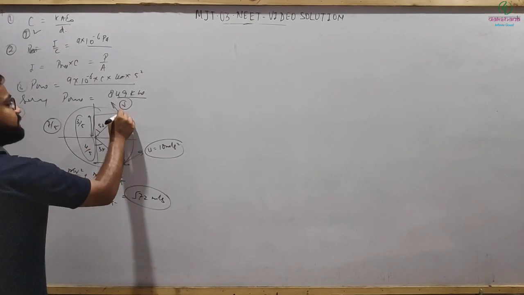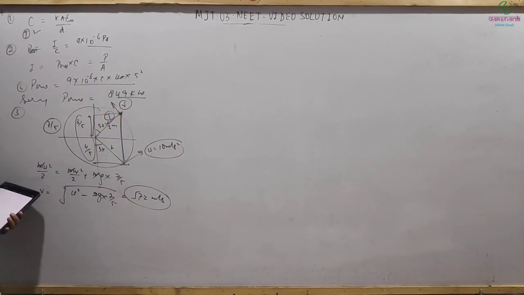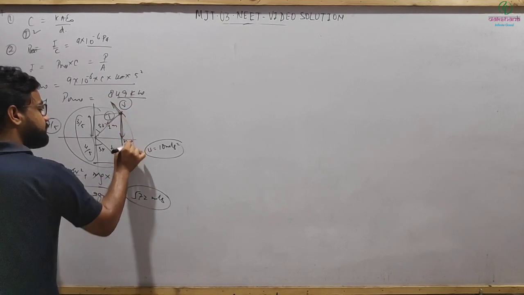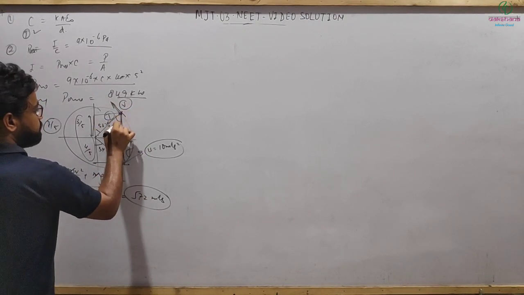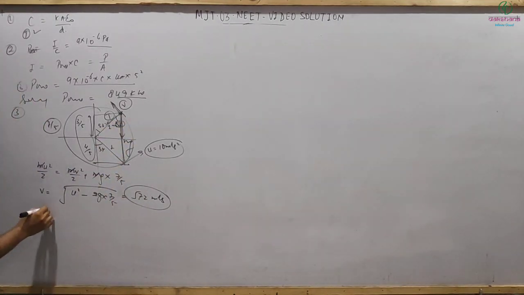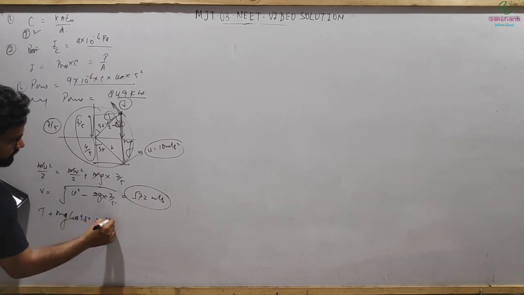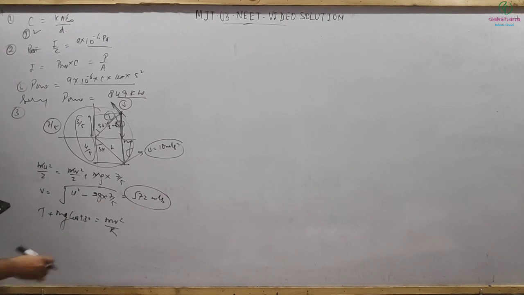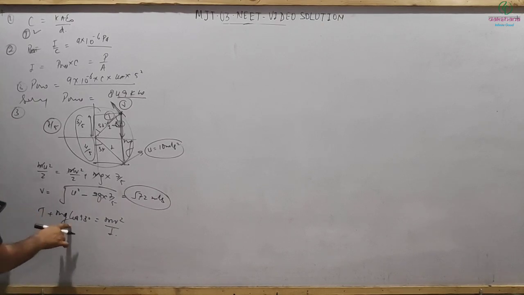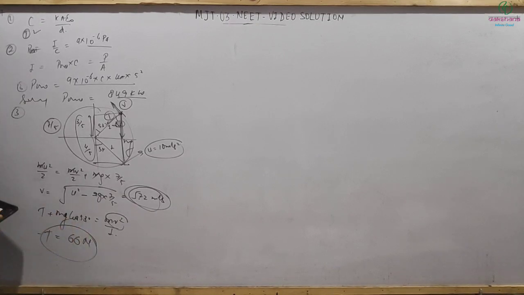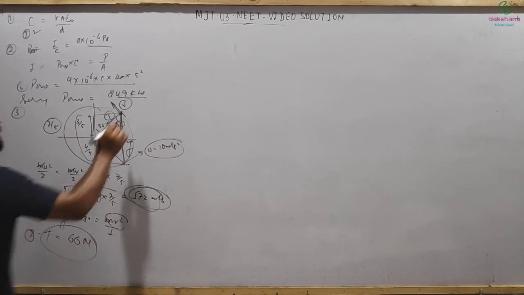We got v. Then at this point, the tension T in the string, mg is acting this way, and this is 53 degree, this is also 53 degree. So we can write T plus mg cos 53 degree should be balancing m v square by r. R is equal to 1. Everything is given, mg cos 53 and m v square we already got. Substituting everything and solving, we get T is equal to 66 Newton, matching with option number 2.